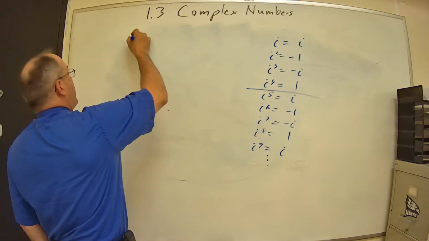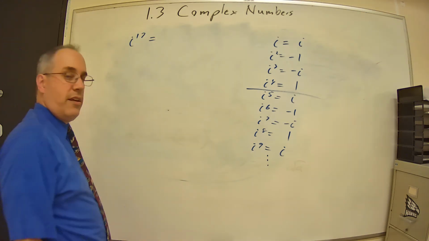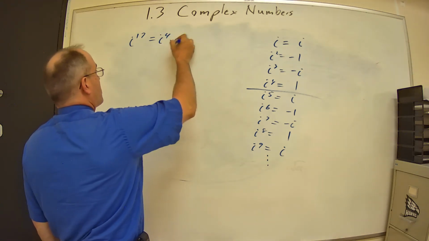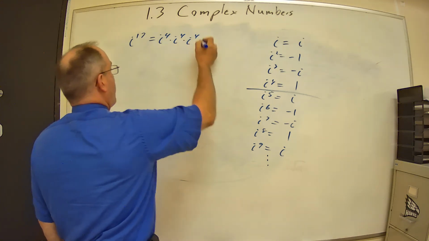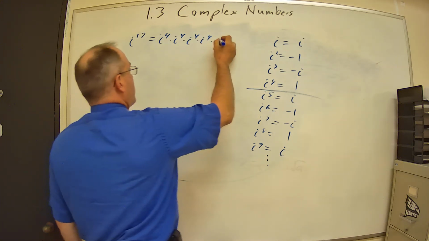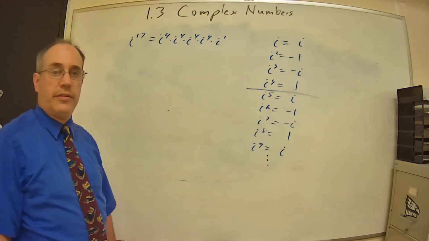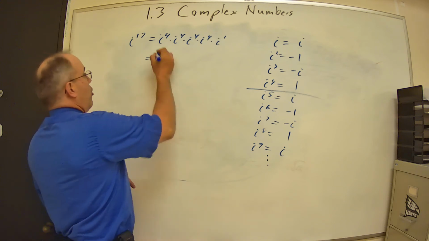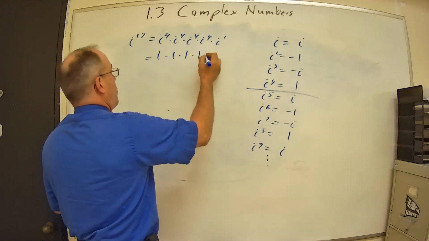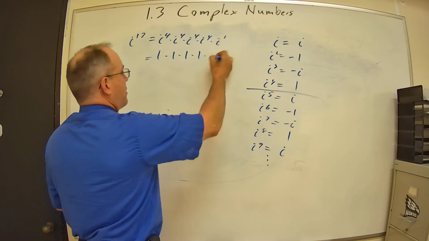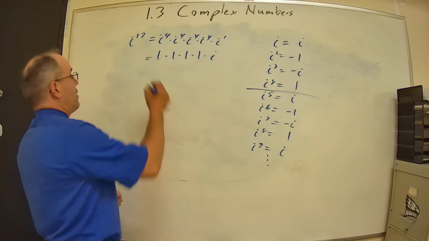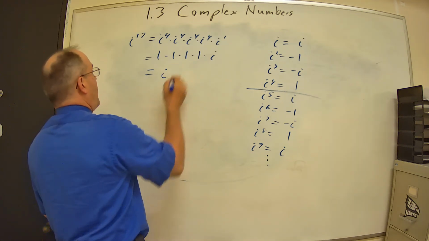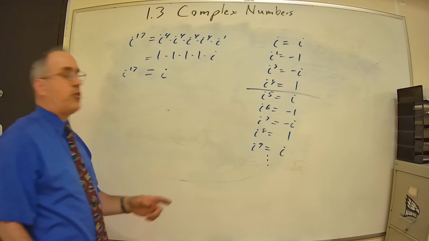If I have i to the 17th, well, i to the 17th is i to the 4th times i to the 4th times i to the 4th times i to the 4th times i to the 1. i to the 4th is equal to 1, so that's 1 times 1 times 1 times 1 times i to the 1, which is i. 1 times 1 times 1 times 1 is 1, times i is i. So i to the 17th is equal to i.